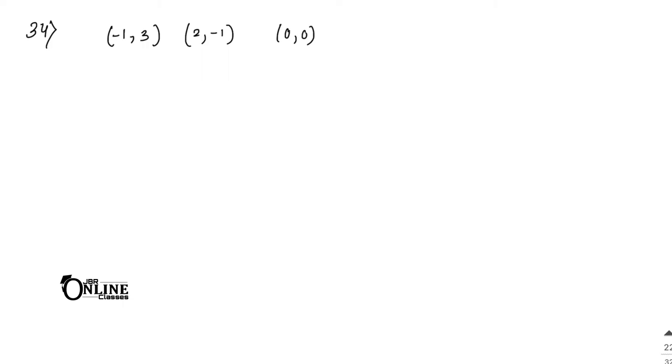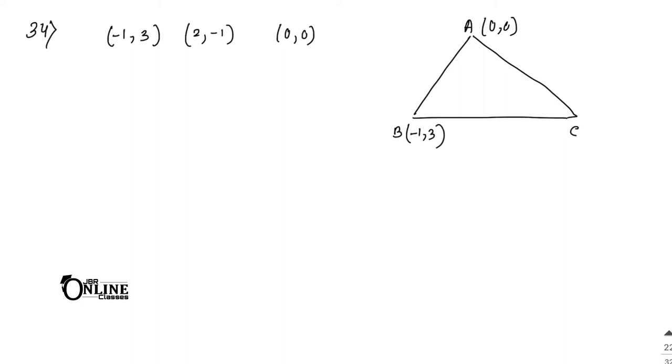Now, what is the orthocenter? Orthocenter means the intersecting point of the altitudes. So first, if you draw a triangle in this way, suppose A is (0, 0), B is (-1, 3), and C is (2, -1). AD is perpendicular to BC, and BE is perpendicular to AC. So this point is the orthocenter, and you have to find the coordinates of that one.